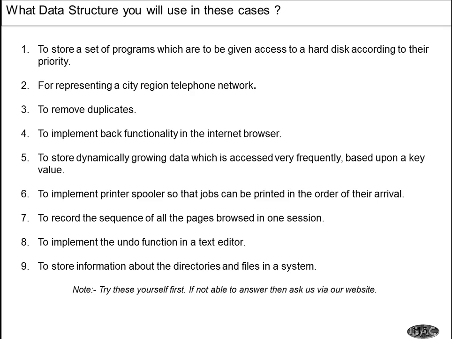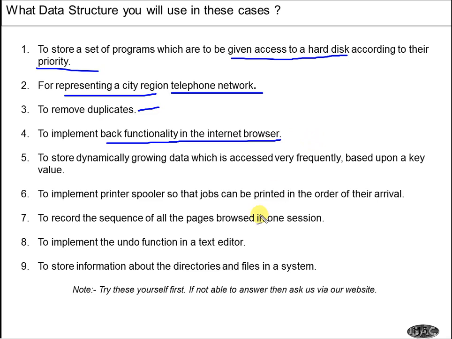Now, these are the questions for your own brainstorming and discussion. What kind of data structure will you use to store a set of programs which are to be given access to a hard disk according to their priority? Is it a priority queue? For representing a city region telephone network, will it use linked list? To remove duplicates, will you use set? To implement back functionality in the internet browser, stack?